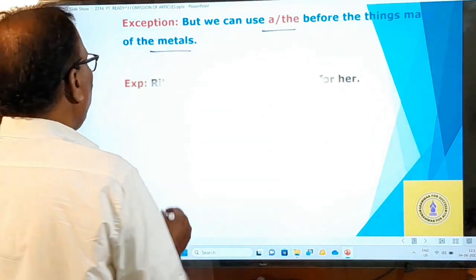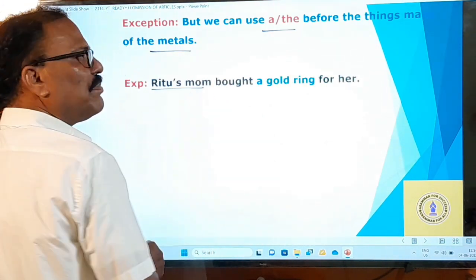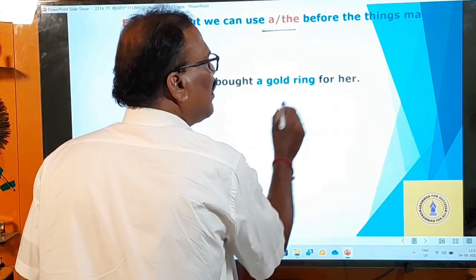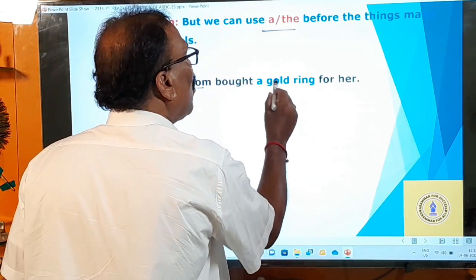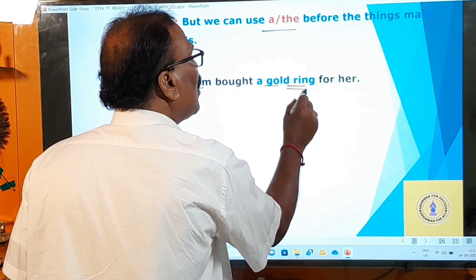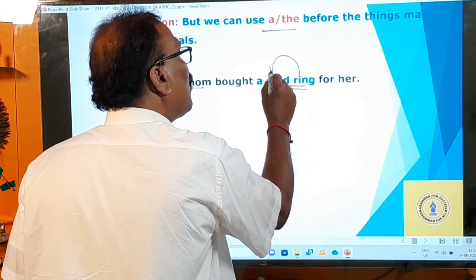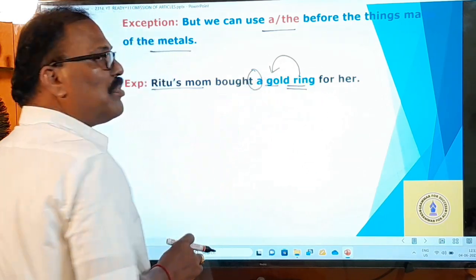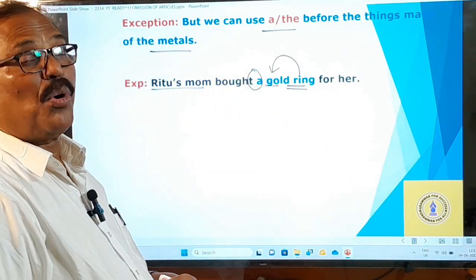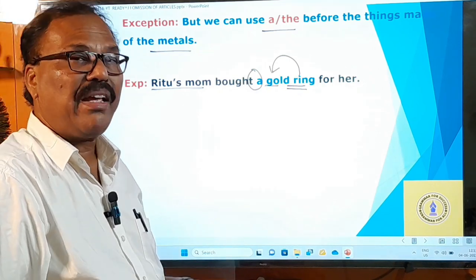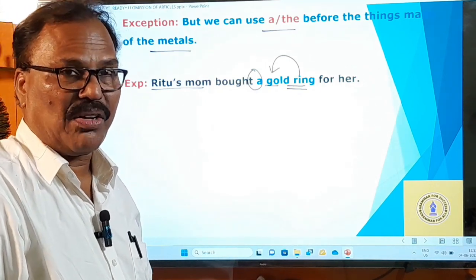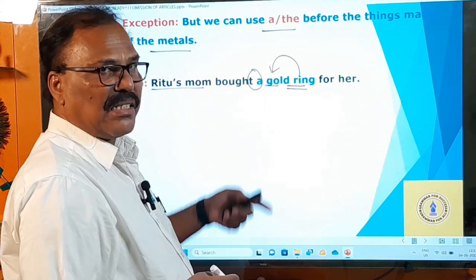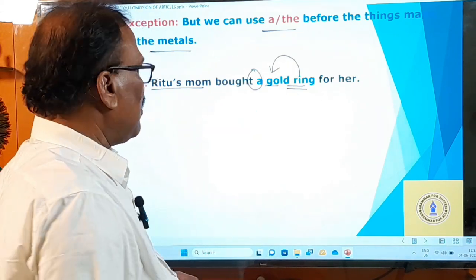So for example, Ritu's mom bought a gold ring for her. Here we are not talking about gold, but about this ring that is made of gold, and therefore we are talking about this article. Therefore we are using a before that. A gold ring, a gold chain, a gold bracelet. Gold or golden also you can say. A gold necklace, a golden necklace, whatever you can say.